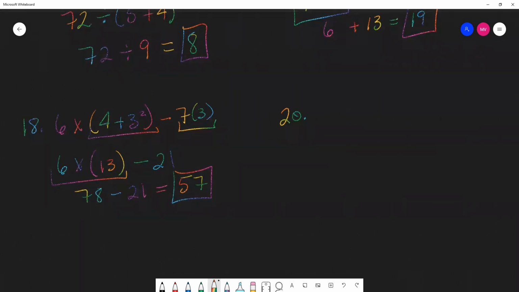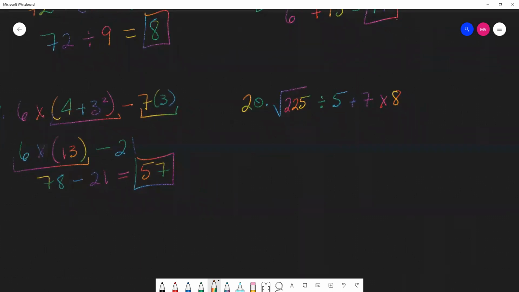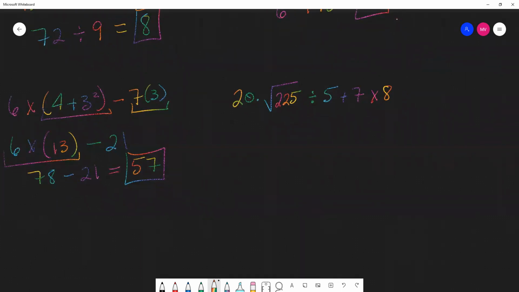All right, number 20, we have the square root of 225 divided by 5 plus 7 times 8. What a monster. Minus 4 times 8. Whew. Pieces, small pieces. Find your pieces, right?